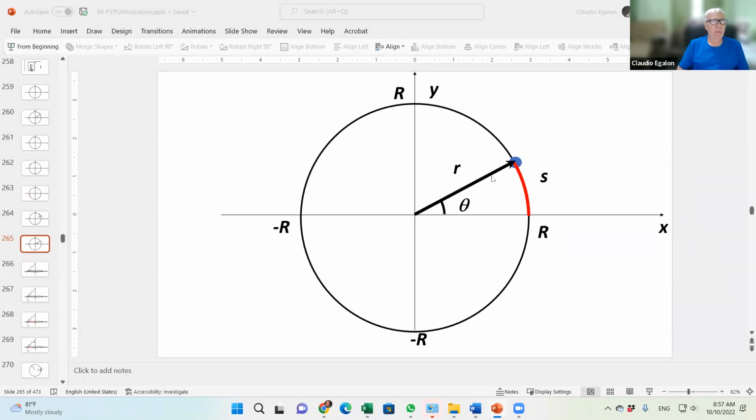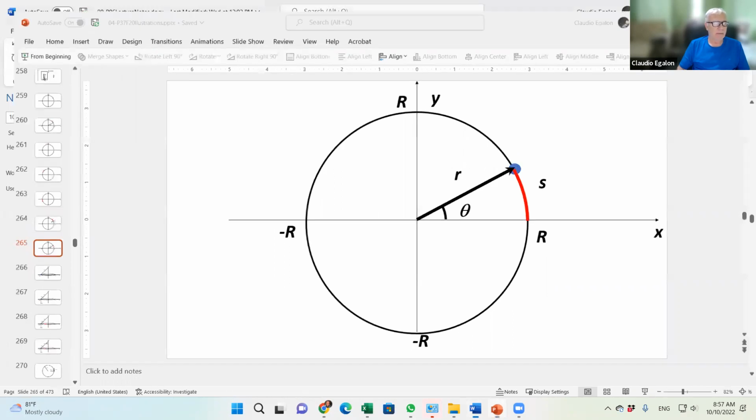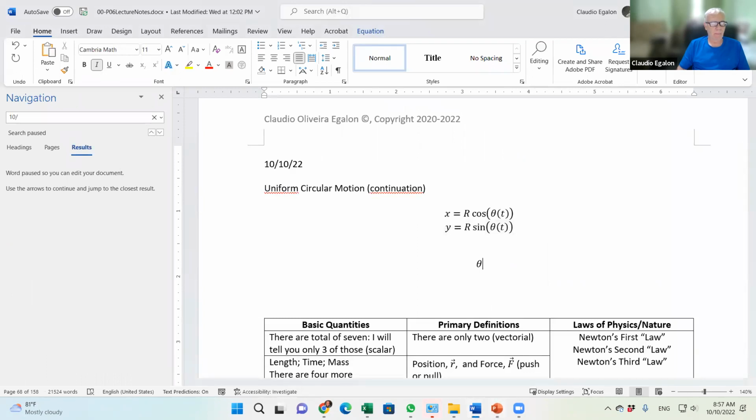Here's the illustration of the particle in the circle of radius r. This position vector makes an angle theta with the x-axis. To find the equation of motion, we first have to get the coordinates x and y. x would be big R cosine of theta, and y would be big R sine of theta. Exactly what I have right in here.